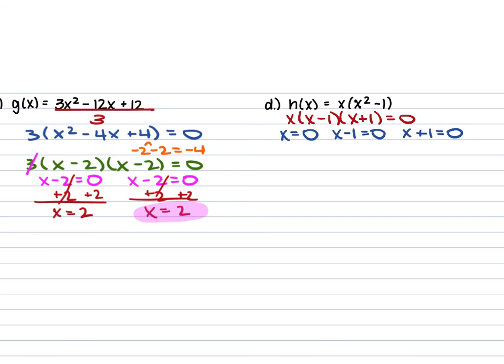We're going to move the negative 1 over, we're going to move the positive 1 over. So we get that x is equal to 0, x is equal to 1, and x is equal to negative 1. So our zeros for this one, we have 3. 0, negative 1, and 1.